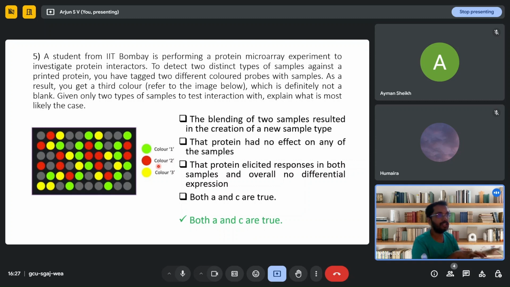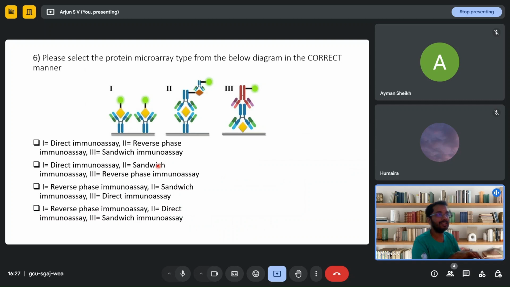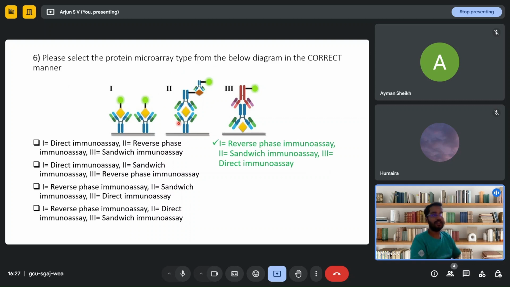So I'll move to the next question. Please select the protein microarray type from the below diagram in the correct manner. So this is an entirely theoretical question. The correct answer will be option number 3, where one is reverse phase immunoassay, two is sandwich immunoassay, and three is the direct immunoassay.